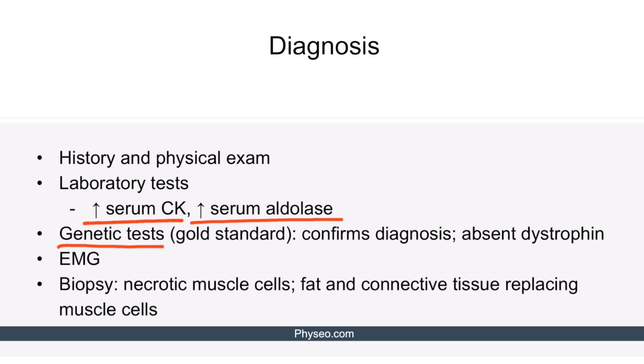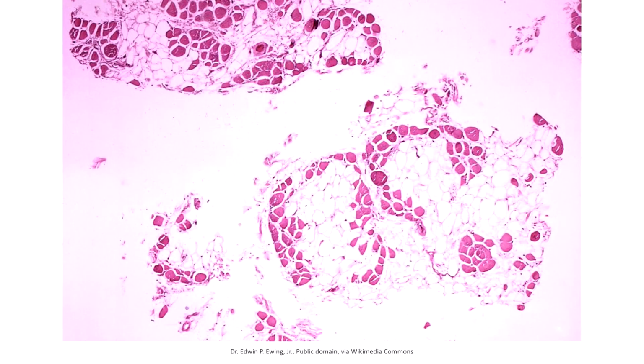EMG can be helpful and can detect a myopathic pattern of disease. On biopsy, muscle cells appear necrotic, and fat and connective tissue replacing muscle cells will be evident. Here is an image of a biopsy taken from a patient with DMD. Notice the extensive replacement of muscle tissue by adipose tissue.